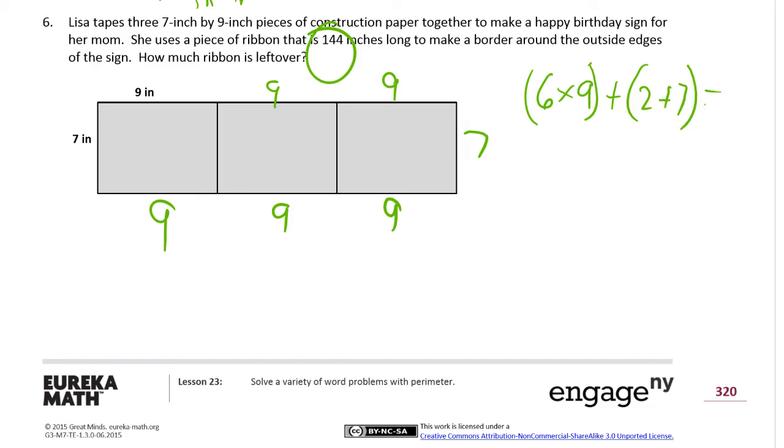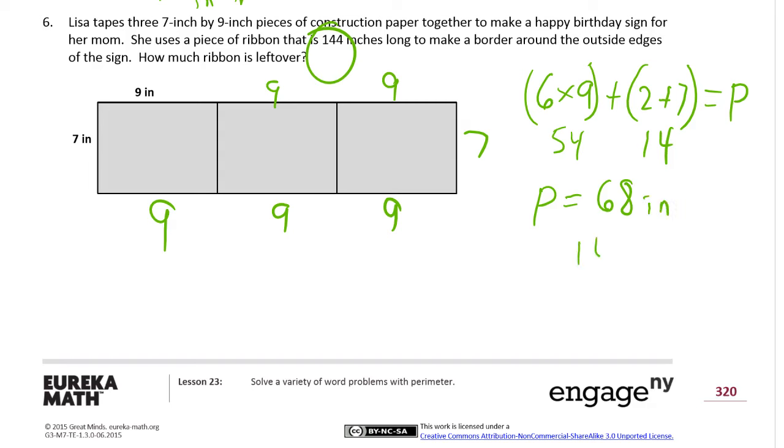And that's the perimeter. So 6 times 9 is 54. And 2 times 7 is 14. And those are pretty friendly digits you could add mentally. 68. So that's 68 inches.